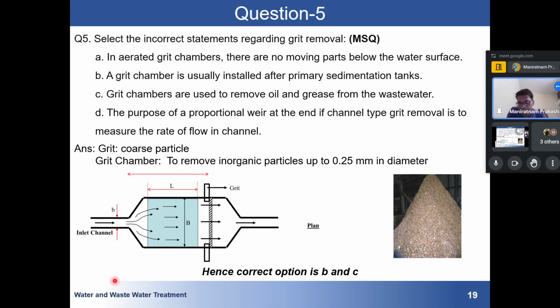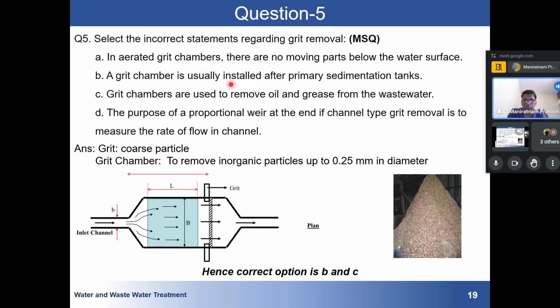Okay. In this question you have to select the incorrect statement. In an aerated chamber, there are no moving parts below the water surface. Of course, there is no moving part. All the things are stationary. So this is a correct statement, and we are asked to choose the incorrect one, so this won't be our answer.